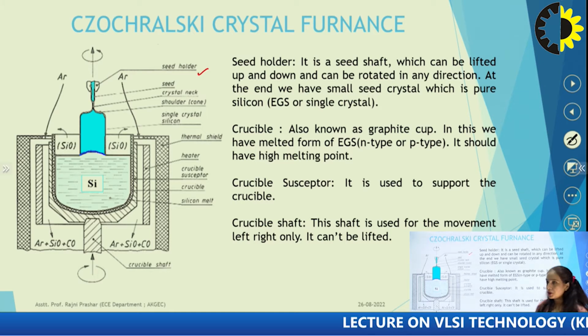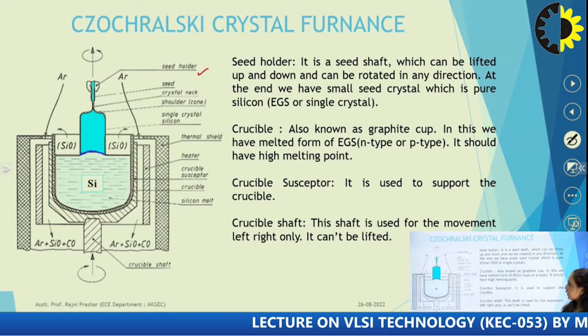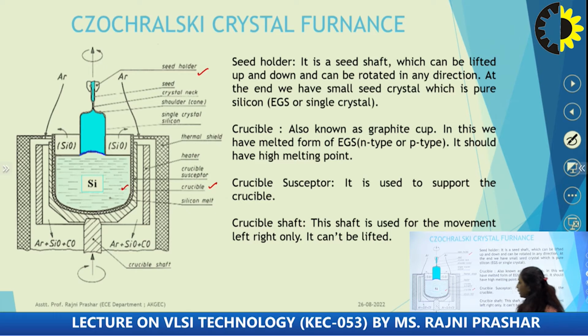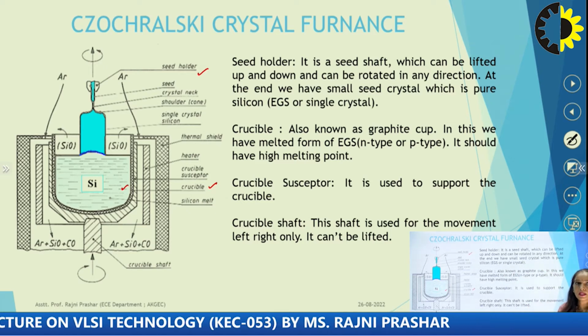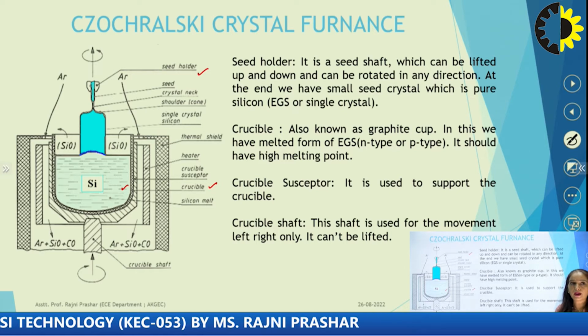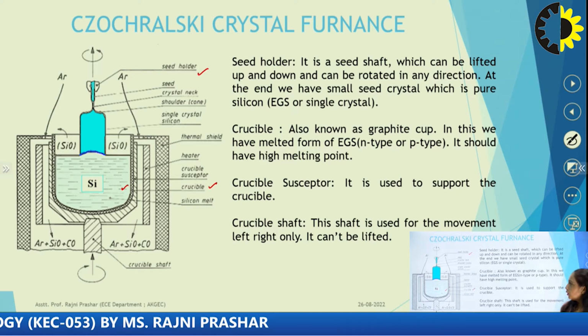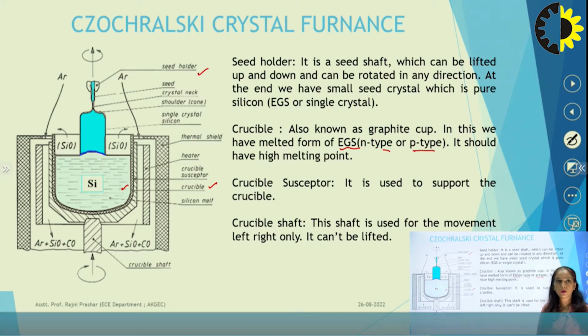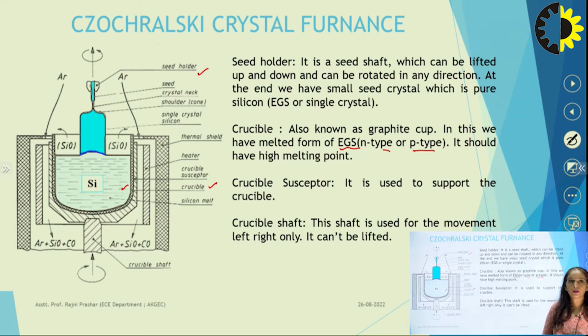The second one is the crucible. Crucible is also known as graphite cup. This first one is the seed crystal, and the second one, this is the crucible. This crucible is also known as graphite cup, in which we have the melted form of EGS. Now this EGS can be of N type and P type, depending upon our requirement that what type of silicon ingot we want to generate. Depending upon that, your impurities will be added to this silicon, and its melting point should be very high. Next we have the crucible susceptor.